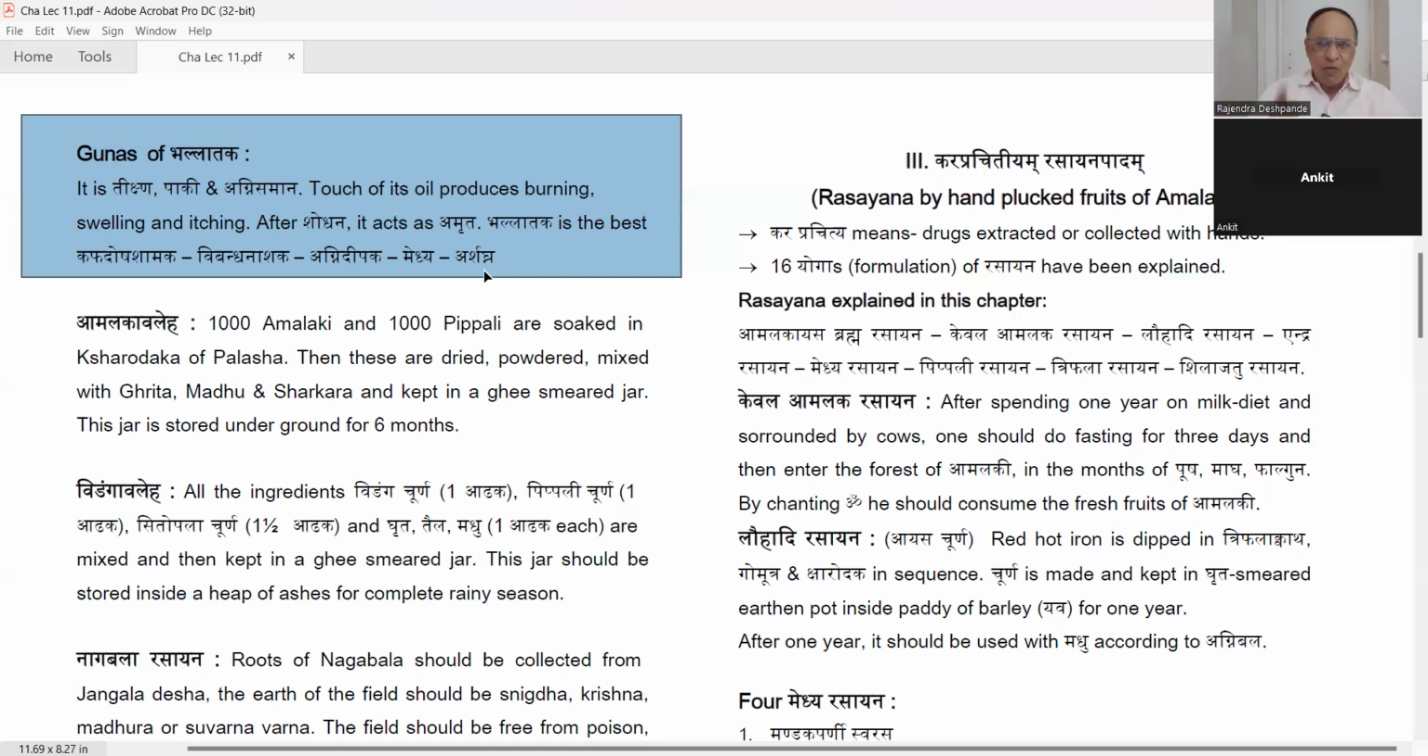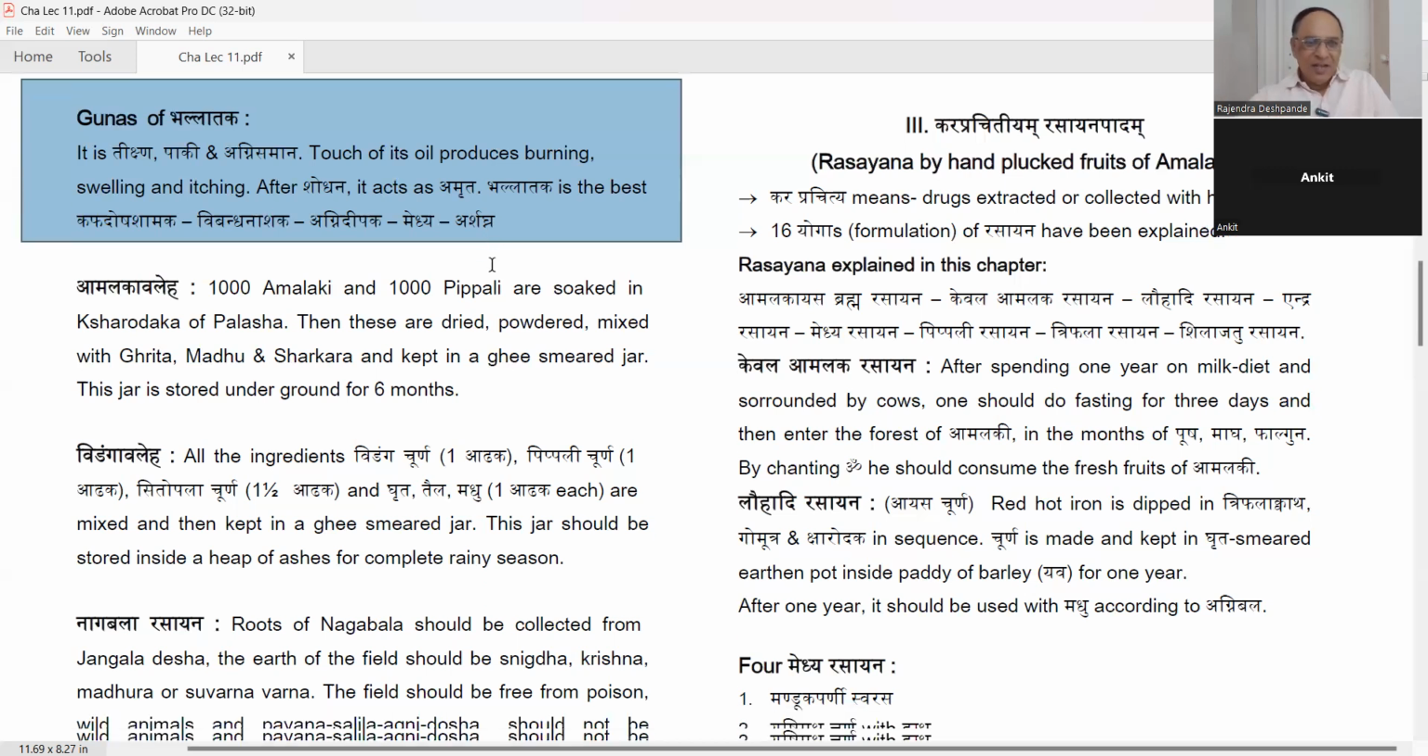Never use Bhallataka. Warning you are. Whenever there is bleeding and you are using Bhallataka, you will harm the patient and the patient will charge you a fine. Be careful. Bhallataka is very hot. So it is only for Shushka Arsha and not for Raktarsha. I think this is clear.